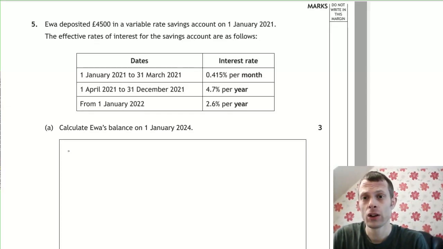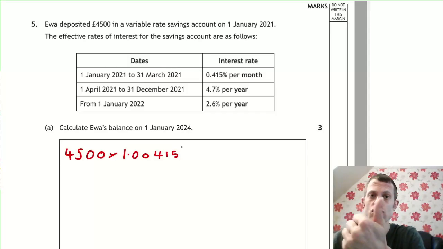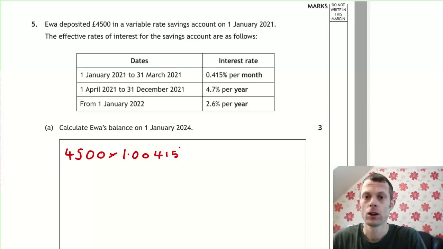So starting at the beginning, 1st of January 2021, first we have this 0.415% per month. So you multiply by 1.00415 to the power of the number of months. That is January, February, March, 3 months. So we put that to the power of 3. And it's a monthly multiplier, and the exponent is the number of months, 3 months.